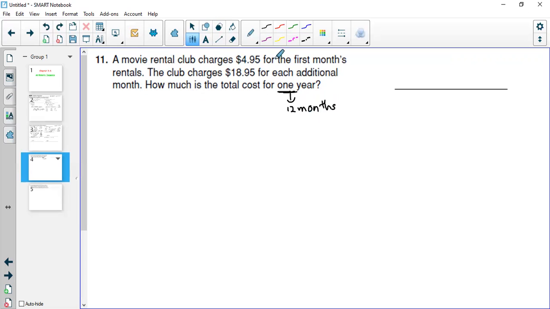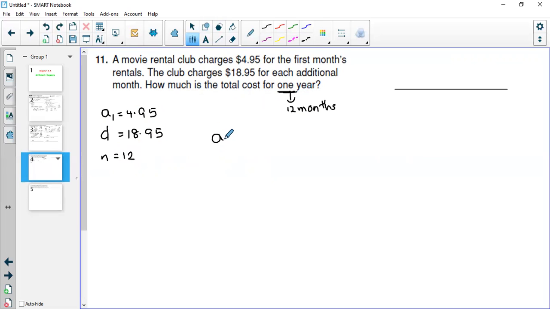So 4.95 for the first month means 4.95 is the first number in the pattern. So A1 is going to be 4.95. Then the club charges 18.95 for each additional month, which means the difference. So additional means the pattern, that is going to be 18.95. And how much is the total cost for 1 year? We are going to find it out. So n is going to be equal to 12 because 12 months. We cannot write 1 year, your answer will be wrong. Let's put that in the formula.